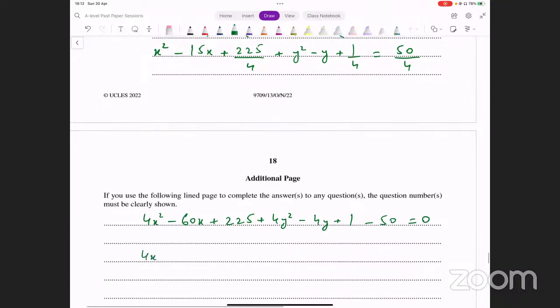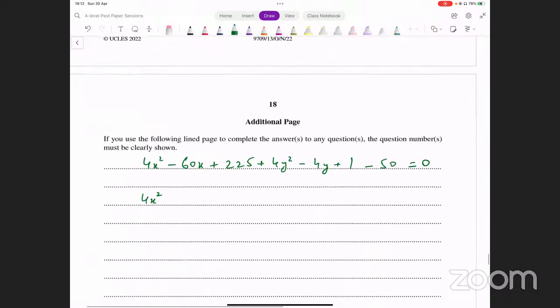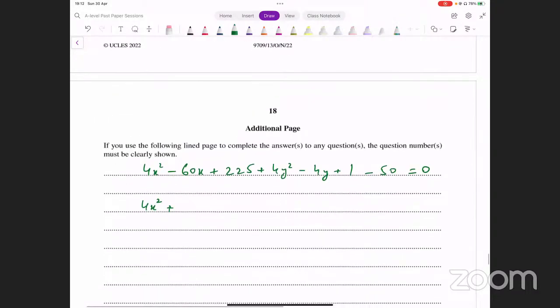Now you simplify this, and that gives you 4x squared plus 4y squared minus 60x minus 4y, and we have 1 minus 50. Do we have another? Yeah, 225 here. 225 plus 1. What does that give us? 226 minus 50. That's 176 equals 0.